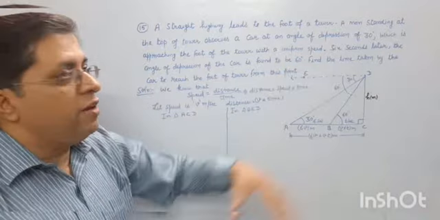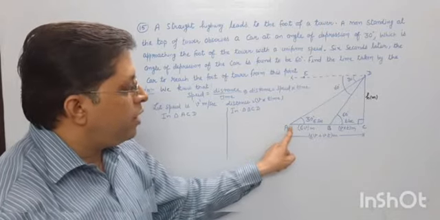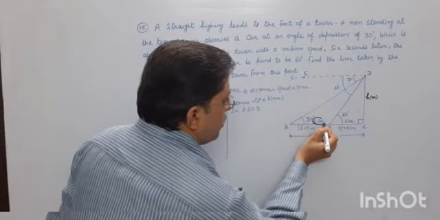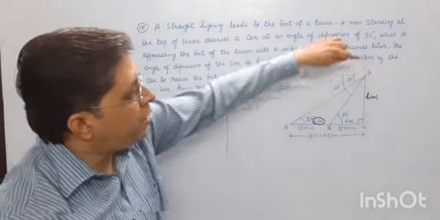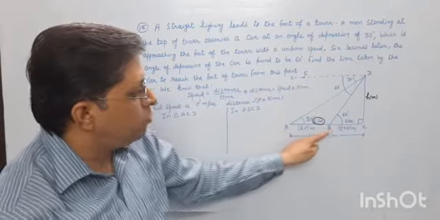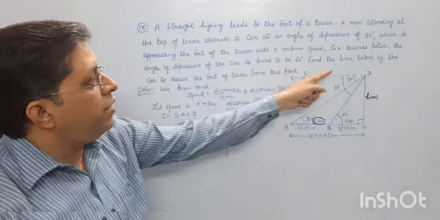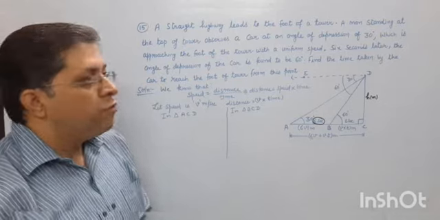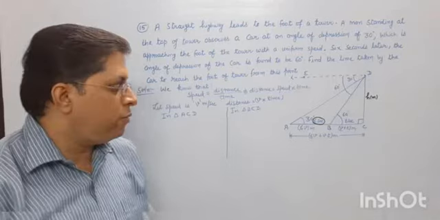After 6 seconds, the previous position is this, and after 6 seconds the position is this, B. After 6 seconds the car will reach here, and this is the tower. The man is watching that car from here, this to this. Then this is 60 degrees. Find the time taken by the car to reach the foot of the tower from this point. You have to find the time T.